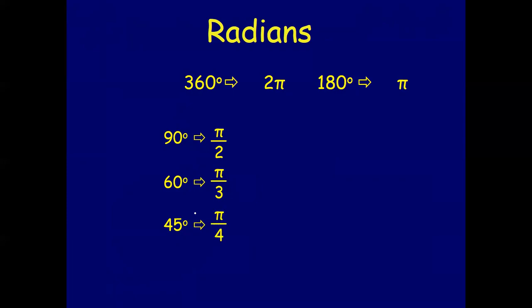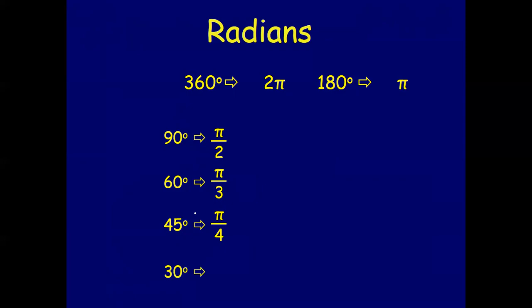Yeah. So these are the basic ones that you know. And you know that a right angle is pi over 2 now. It's coming back to you. A straight line is pi. A full circle is 2 pi.